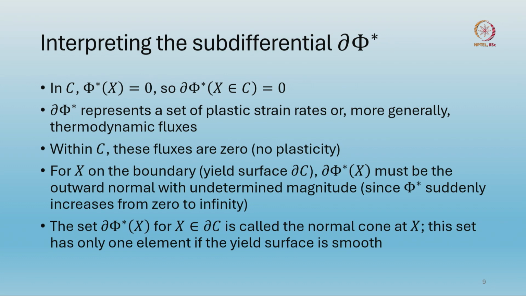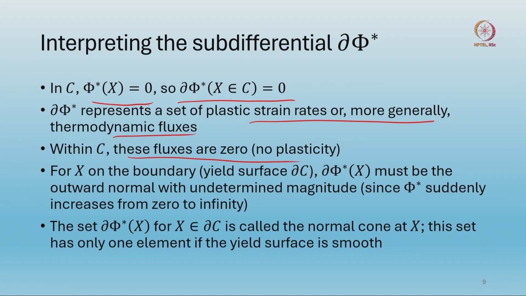Let us see, in the set of admissible stresses, phi star of x equal to 0. So, del phi star is automatically 0 there, right. That means that j equal to 0, that means the plastic strain rate within the set of admissible stresses, in the interior of C, is 0. But del phi star represents a set of plastic strain rates, or more generally thermodynamic fluxes. Within C there are no fluxes, 0 fluxes.